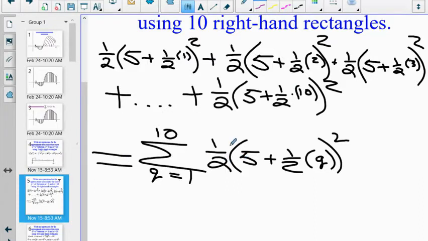Width of the rectangle times the height of the rectangle, 5 plus a half. I used Q when I was writing this one up, but you'll see this as an N, you'll see it as a K, you'll see it as any letter you want, except, well, you probably want to avoid letters like E and pi and i and stuff like that. But anyway, this is what it looks like in sigma notation.